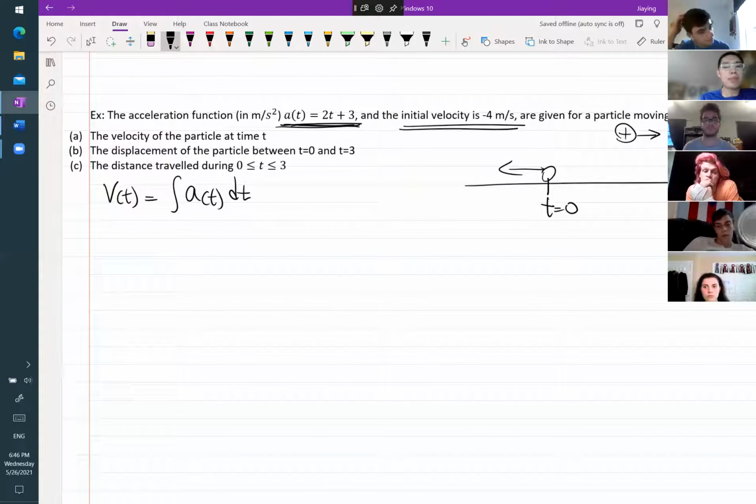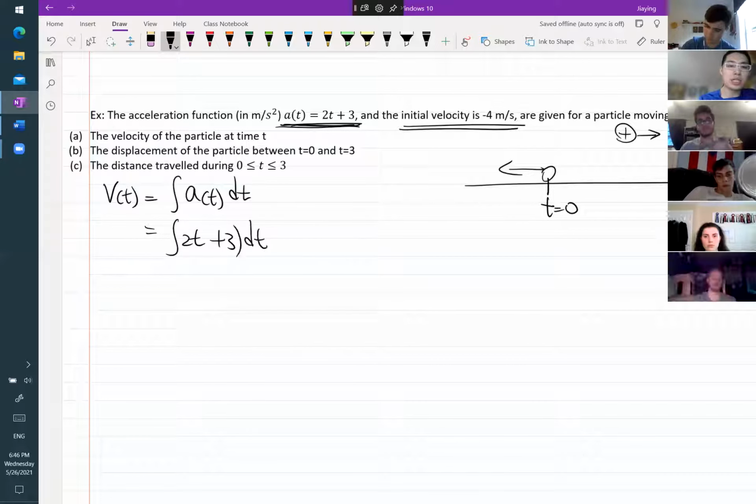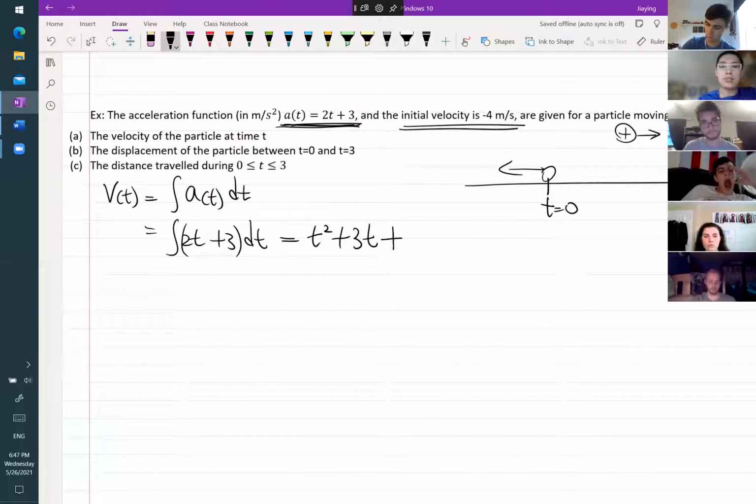So from here, we're just going to integrate the acceleration function. That's equal to the integral of 2t plus 3 dt. And then just work out each part. The first part, integrating 2t, is just like integrating 2x, so that gives us t squared. And then the second term, the 3, when we integrate it, we get 3t. And then there's one more term, right? Because this integral is not a definite integral, so we have a constant C.